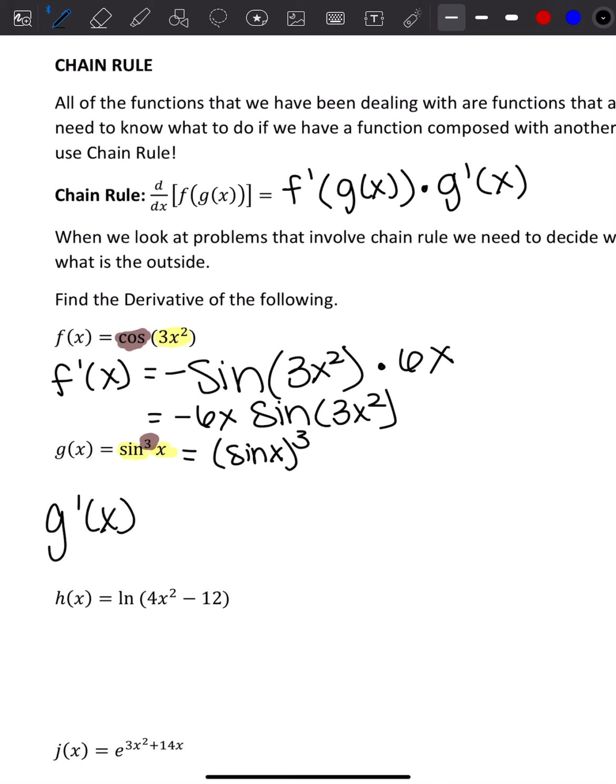So g prime of x is equal to, we're starting with that outermost function, that power of 3, so I'm going to use power rule. So bring the 3 down, have the inside function stay the same of sine of x, and then take 1 away from our exponent, so our 3 becomes a 2. Then we're going to multiply this by the derivative of our inside, which in this case is sine, so we're going to multiply this by cosine of x. There's really not a lot that we can do to change this, so that's just how we would leave it.